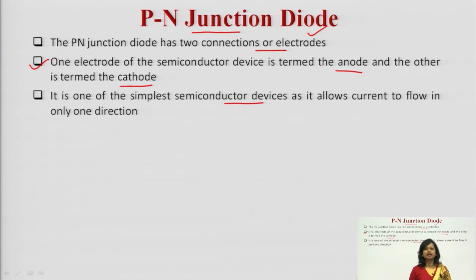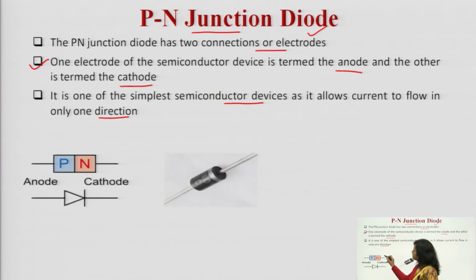Why unidirectional behavior? Because it allows the direct flow of current in only one direction, right? So it's unidirectional behavior, this is very important. You can see this is the circuit symbol over here, the p-n junction diode. A diode has two terminals, one is the anode and the second terminal is known as the cathode. You can see this particular bar, this represents the cathode terminal.